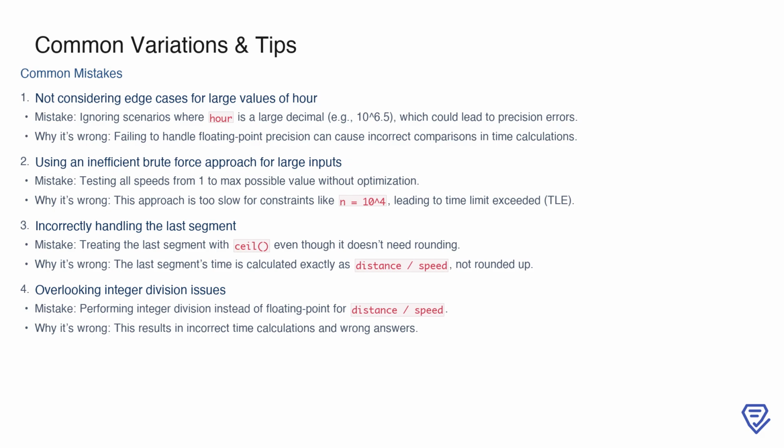Another common pitfall is mismanaging the calculation for the last segment. Unlike intermediate segments that require rounding up using ceil, the last segment's time is computed as an exact division of distance/speed. Applying rounding here would produce incorrect results. Finally, be cautious with integer division issues. If you use integer division instead of floating point division for distance/speed, it will truncate the result, leading to inaccurate computations and potentially incorrect answers.